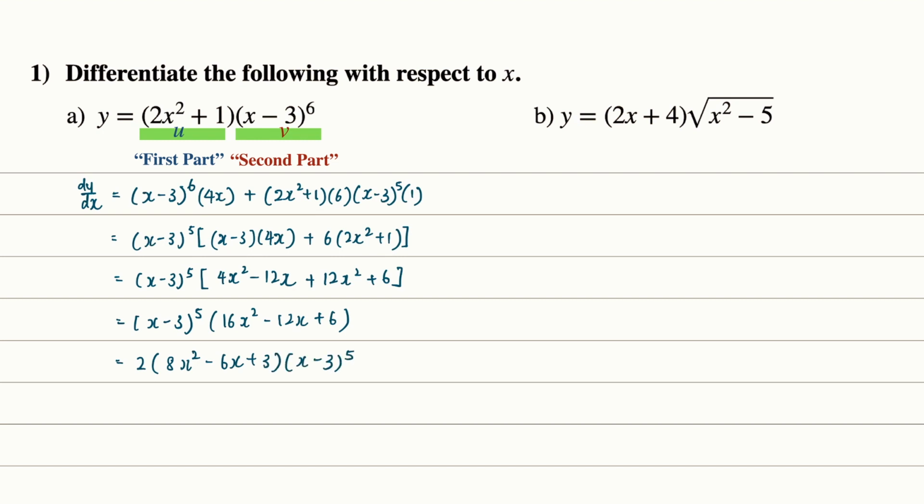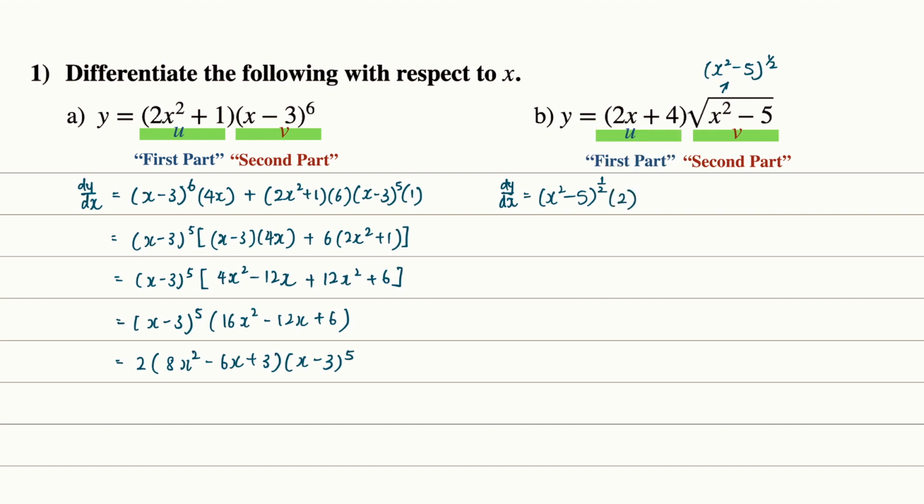Now let's go on to part b, where we see that there is a 2x plus 4 and a square root of x squared minus 5. Again, this is a product of two functions, but we can first write the surd as (x squared minus 5) power half, which is an index form, so that we can differentiate this easily later. So writing dy over dx, we will have, remember, keep the second part, which is (x squared minus 5) power half, multiplied by differentiating the first part, which is 2.